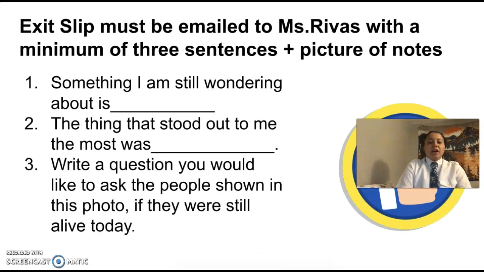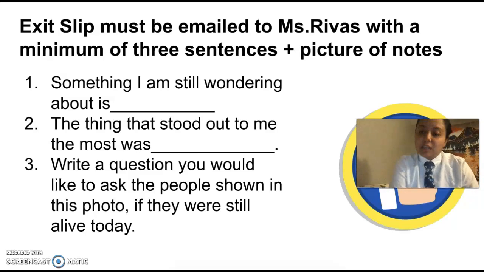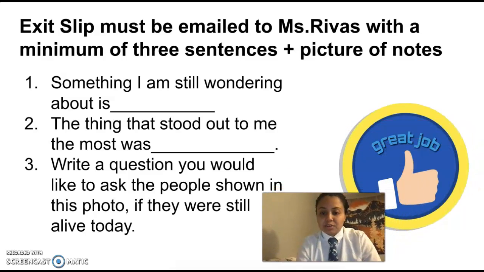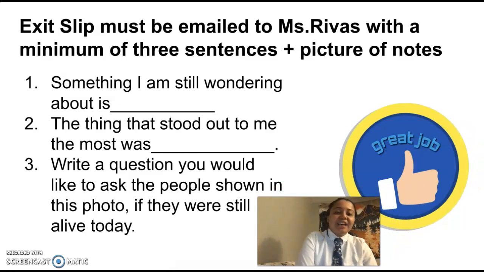Okay, so as your exit slip, we are almost done. I want to say great job. Just be right here. So as your exit slip, I want you to email this to me, okay, with a minimum of 3 sentences plus a picture of your notes. So throughout this whole thing, you should have been taking notes, or you should have been answering the questions, right, the list and things of that sort, and looking at the photo and taking your time and pausing the video. But I want you to email those 2 things to me, okay?